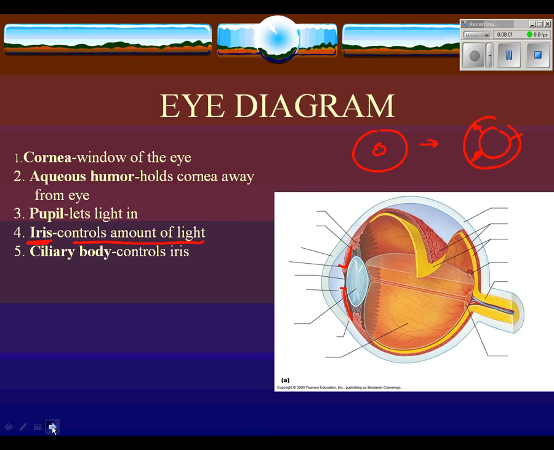Number 5, the ciliary body up here, that's in control of the iris, and it helps the iris contract and respond. These are involuntary muscles. These are involuntary, so you can't really control how your iris is working. In fact, one of the signs somebody's high on drugs is that their pupils are dilated. It's one of the things police officers will look for.